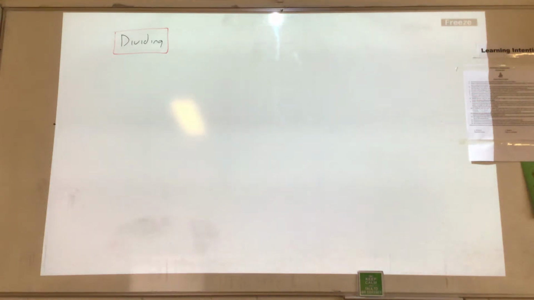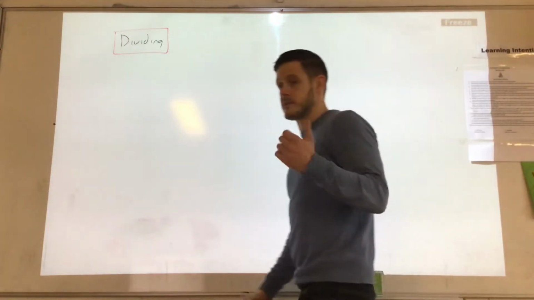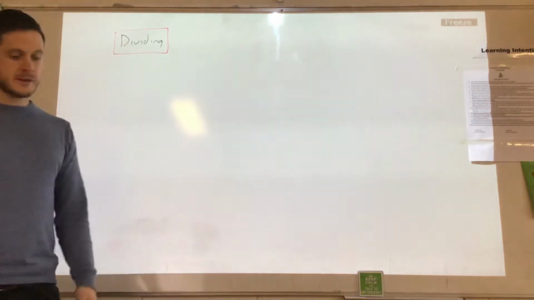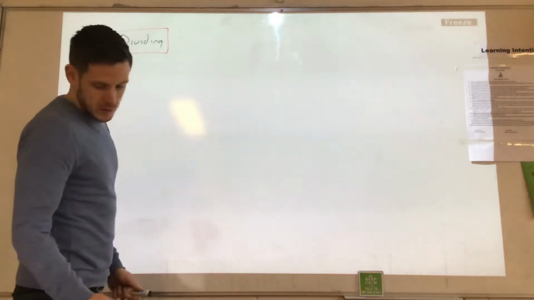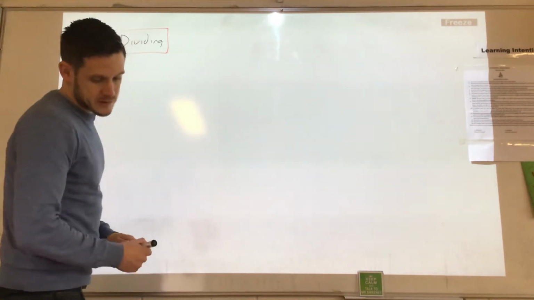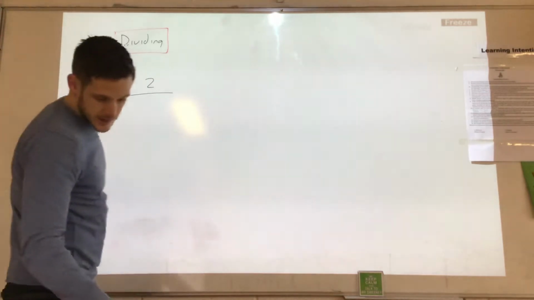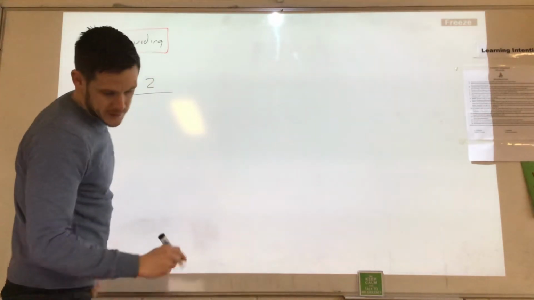Right guys, so I'm just going to do the first question for you that I've given you. Even though it is simpler than some of the other questions, it just looks a bit more difficult. So it's 2 over 3 minus 2i.